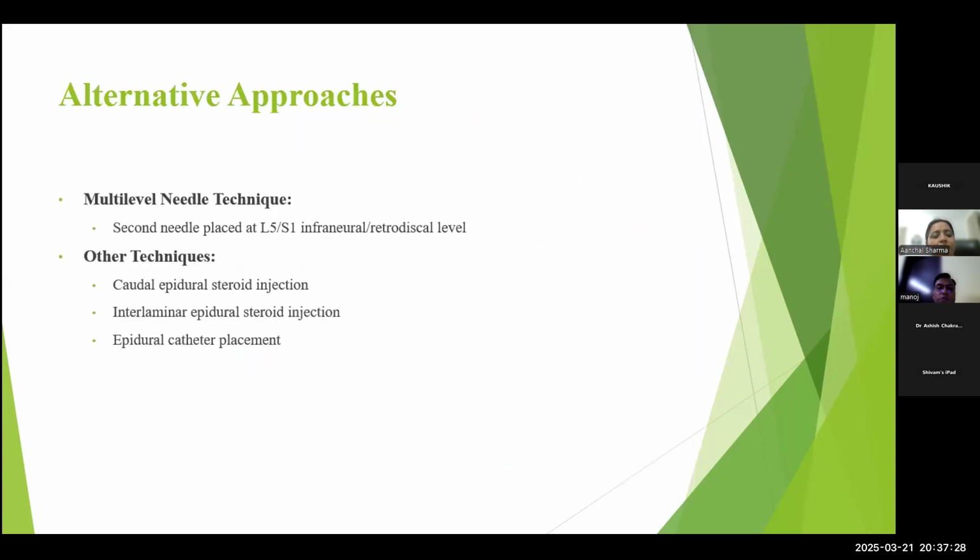They came to the alternative approaches, the idea that is a multi-level needle technique by placing the second needle at the L5-S1 infraneural or retrodiscal level, or other techniques like caudal epidural steroid injection, interlaminar epidural steroid injection, or epidural catheter placement through the caudal epidural position, and going up to the L5-S1 disc level.